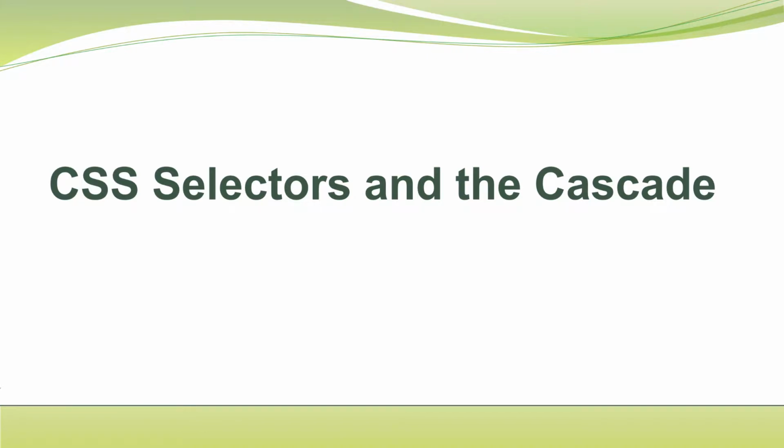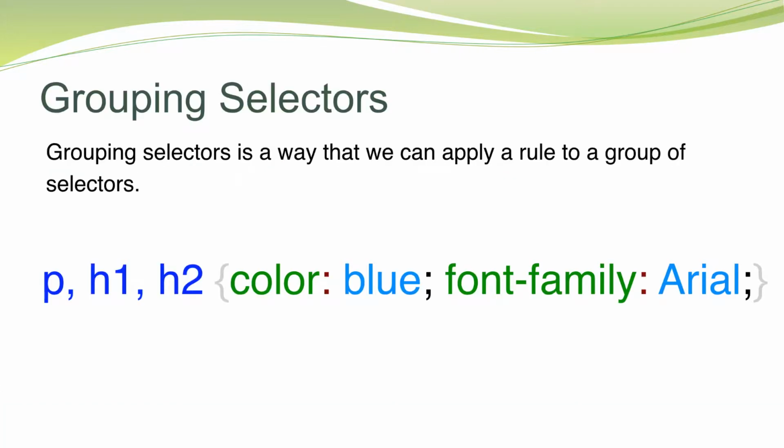In this video, we're going to cover grouping and descendant selectors. In addition, we're going to look at the Cascade. The Cascade comes from CSS, which means Cascading Style Sheets. Grouping selectors is a way we can apply a rule to a group of selectors.